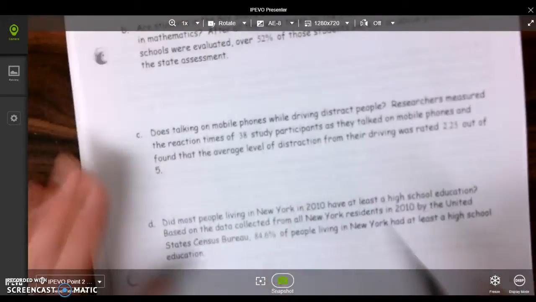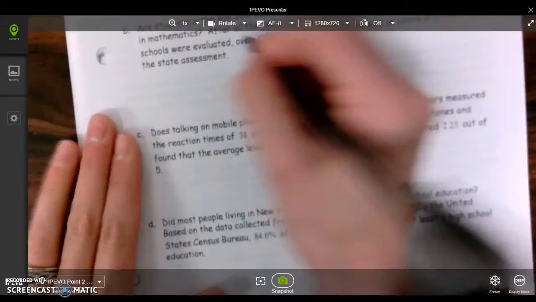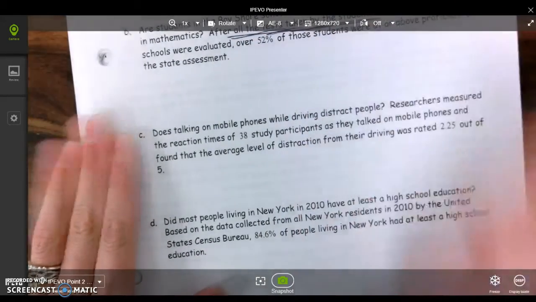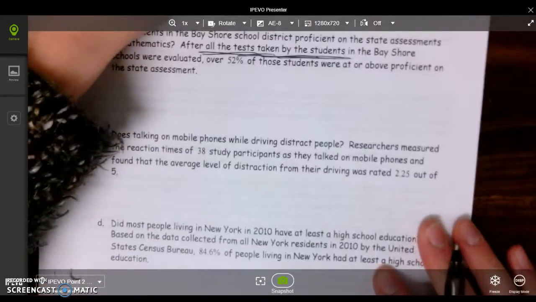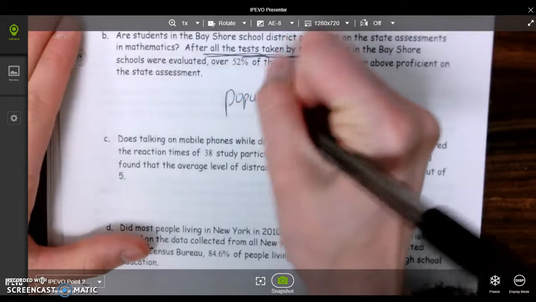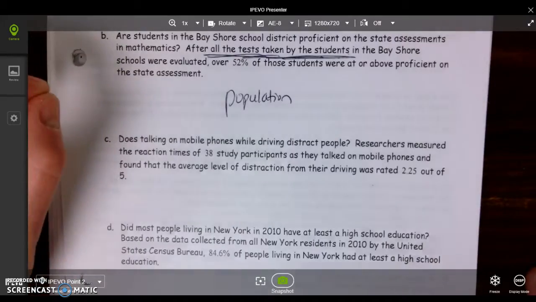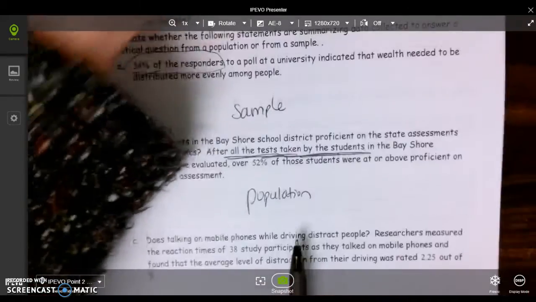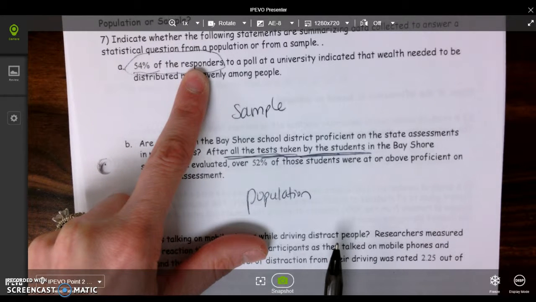Okay? In the next one, are students in Bayshore School District proficient on the state assessments in mathematics? After all the tests taken by the students in the Bayshore schools were evaluated, over 52% of those students were at or above proficient on the state assessment. So this would be an example of population because it said that it took all of the tests taken by the students. Okay? Again, you're not necessarily looking at the percentages, you're looking at what the wording is. The previous one is just the ones that responded. That's why it's the sample, because it's not everyone in the whole population.